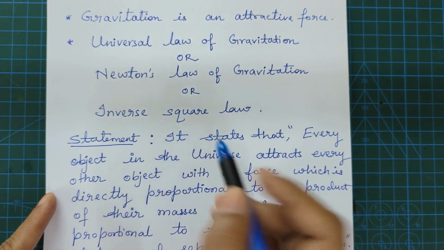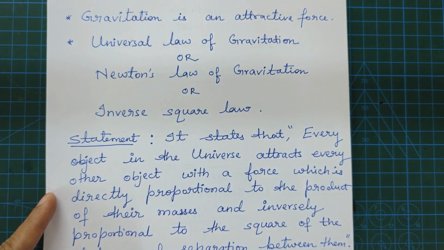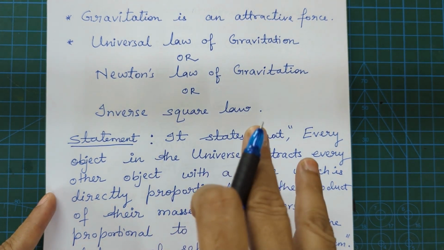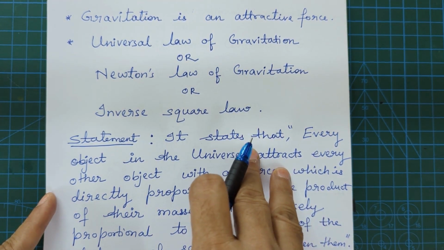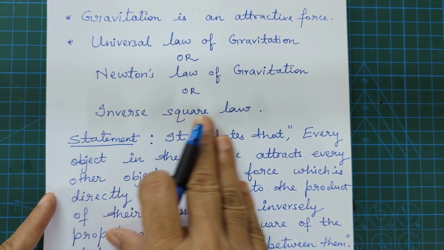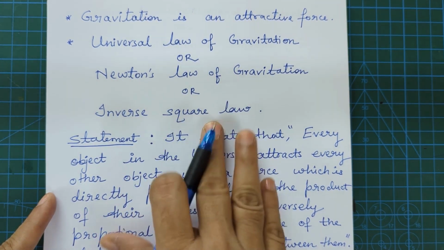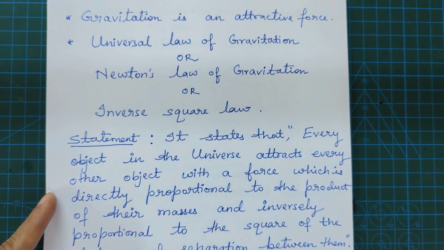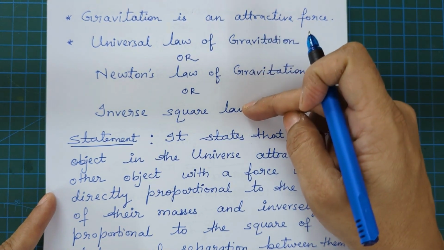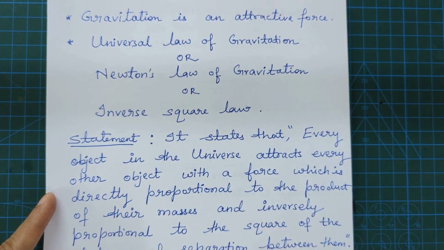This inverse square law also comes in Coulomb's law also. But since this chapter is specific, that is why inverse square law is otherwise the Newton's law of gravitation. So remember the 3 different names of the same law.